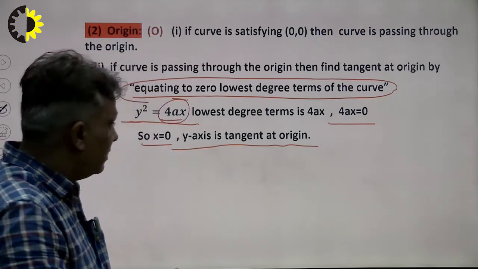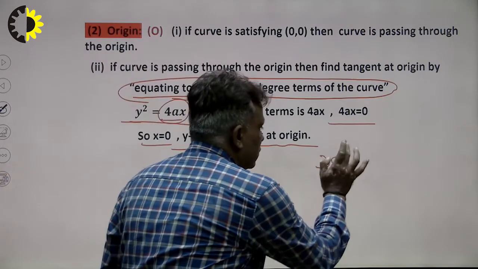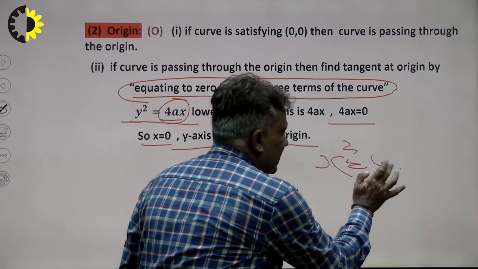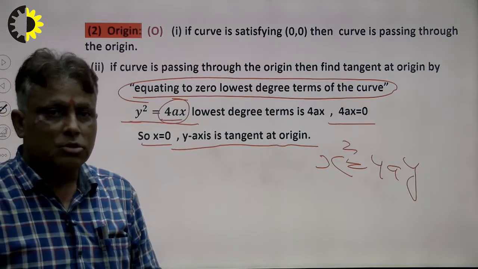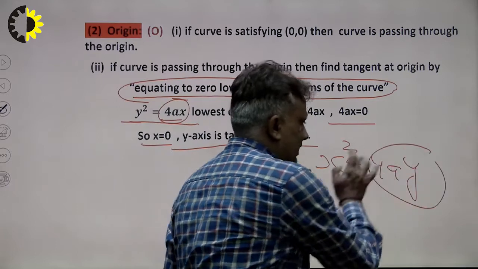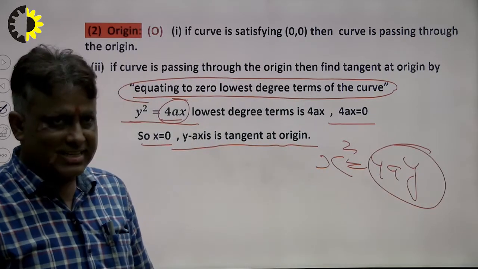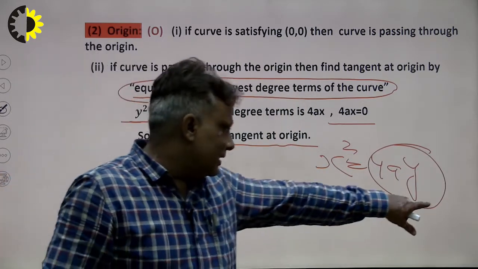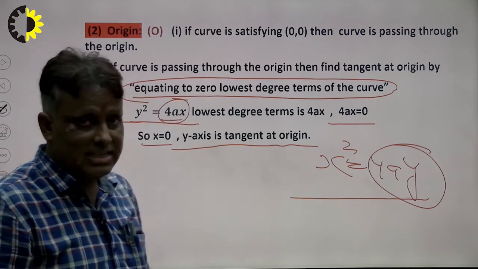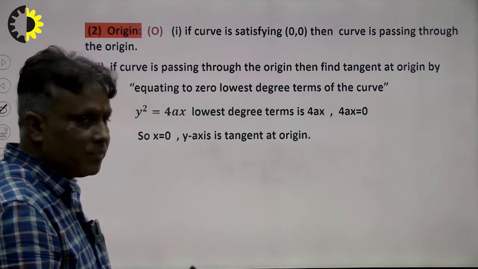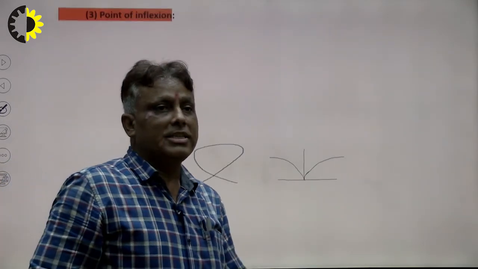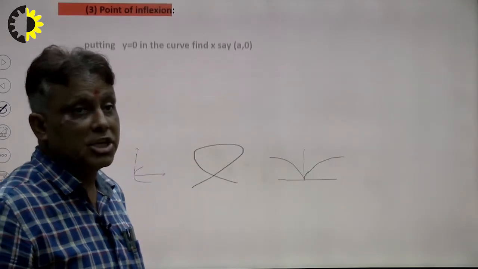Suppose another position, x² = 4ay, this is another form. Now what will be the lowest degree term? The lowest degree term is 4ay, so y = 0, and y = 0 means the x axis, so in this case the x axis will be the tangent at the origin. So in this way we find out the tangent of the curve, right? Now we consider the point of inflection, that means the intersection point.